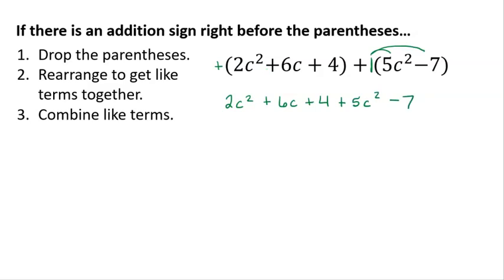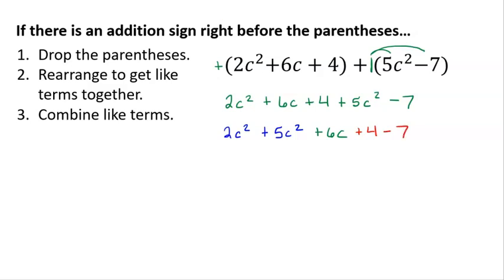From here, we can go ahead and rearrange to get like terms together. If you really struggle with being able to just see that 2c squared plus 5c squared, just rearrange them. So let's go ahead and get the c squareds together. Notice that I'm keeping the 5c squared positive. I want to make sure that I'm not changing the signs in front of the terms. And then I have plus 6c, and then I have plus 4 minus 7.